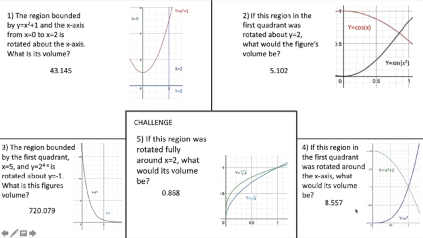Again, number 4, simple washer rotated about the x-axis, 8.557 units cubed should be the simple answer. And then for the challenge problem, 0.868 units cubed. Though this number may seem very small, the region that you are given is also very small, and so when you rotate it, you'll also get a small volume.